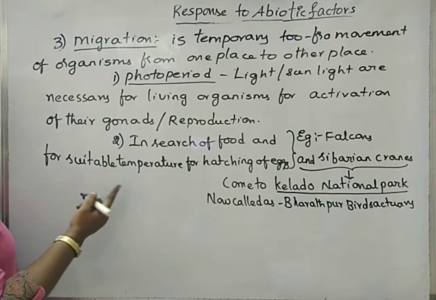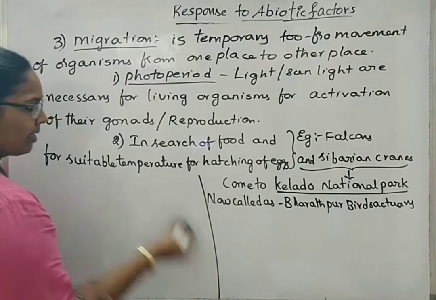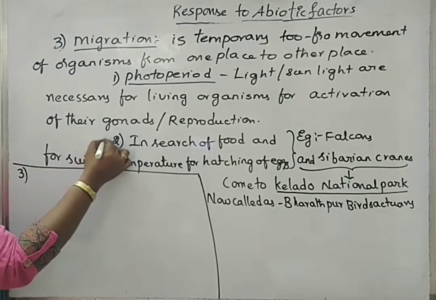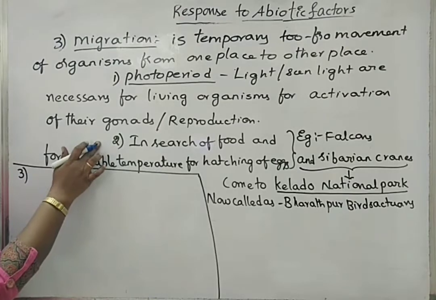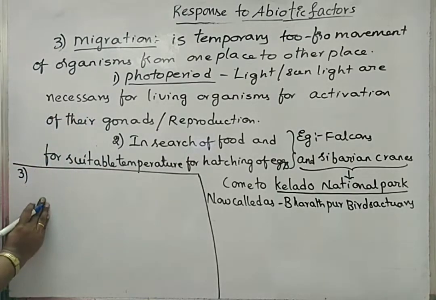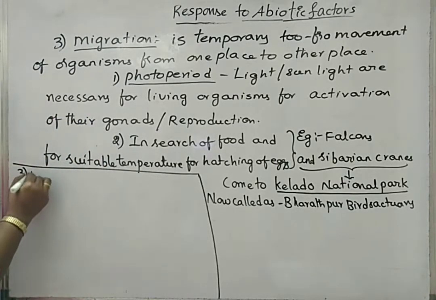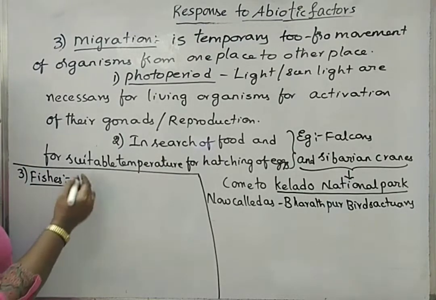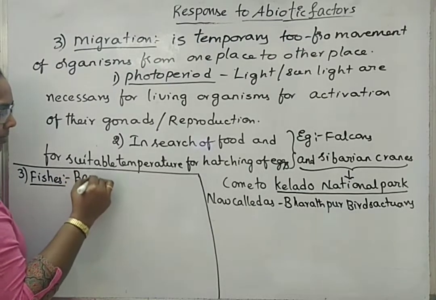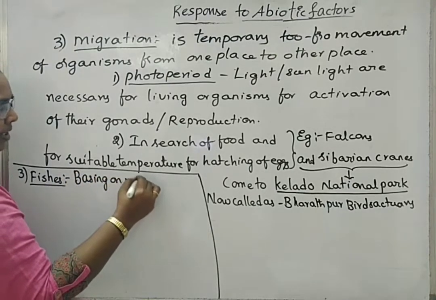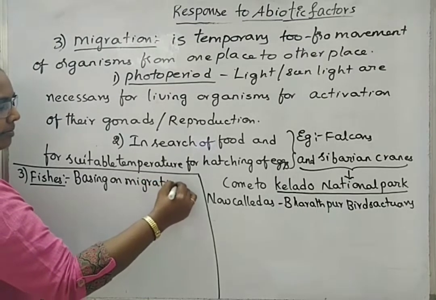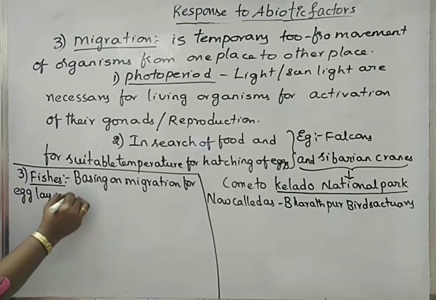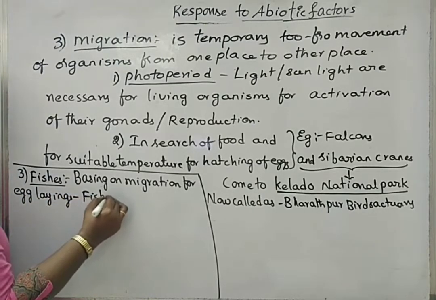So this is about birds. Next, under this we can take fishes. The first one is different types of organisms for activation of their gonads, the second is birds, and the third is regarding fishes which move from one place to another. Basing on migration for egg laying, fishes are of two types.